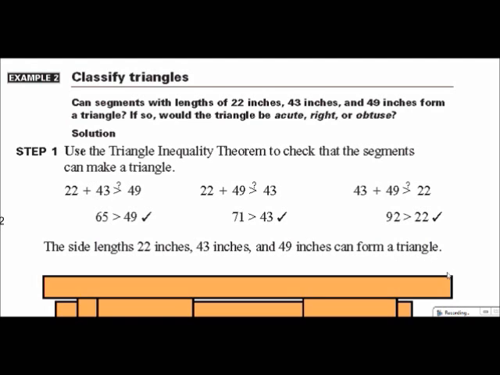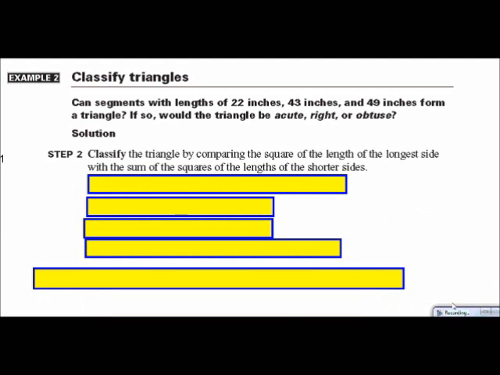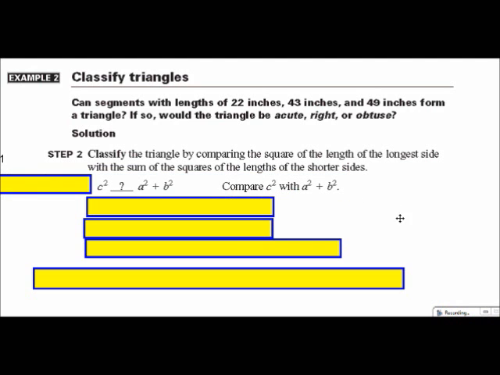In the next step, we'll see what kind of triangle is forming. Is it acute, right, or obtuse? Now, step 2, let's classify our triangle as acute, right, or obtuse. So remember, we've got to compare C squared to A squared plus B squared. We're going to decide whether we need to put an equal sign in here, a less than, or a greater than.